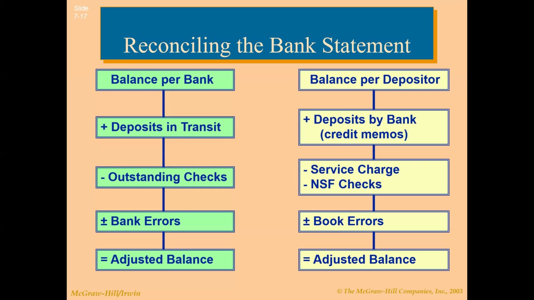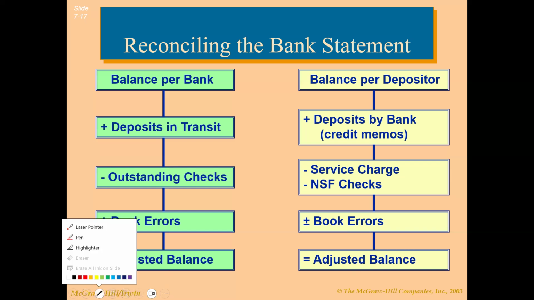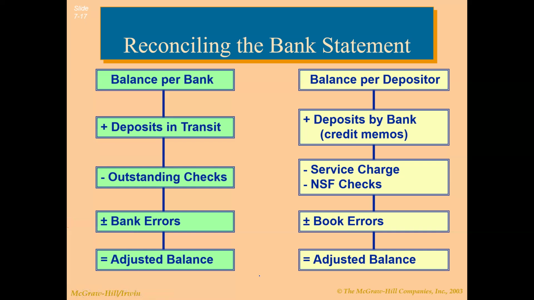In the same way, errors may occur in your account, and you can adjust them by adding or subtracting, depending upon the error. So again you will get the adjusted balance. These two adjusted balances should be equal. It means that you have reconciled it.